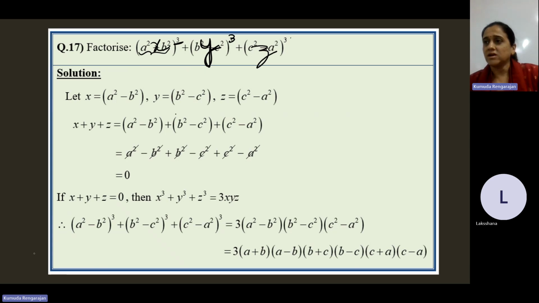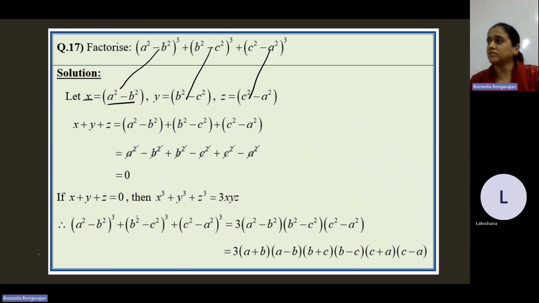What's in the bracket? Whatever is in the bracket are x, y, and z. See here, this one is x cubed, this is y cubed, this is z cubed. So let x be equal to this one, y be equal to this, and z be equal to this, without the cubes. Now work out x plus y plus z. Add and see, everything gets cancelled.